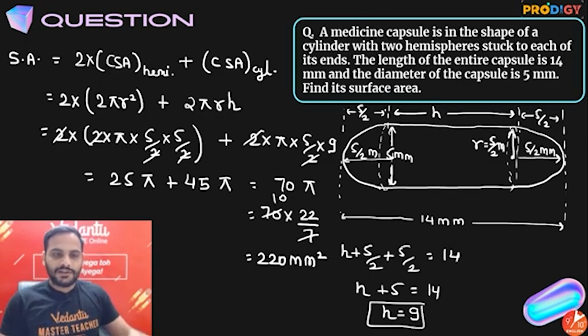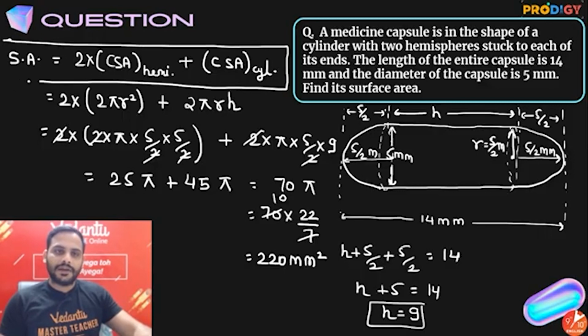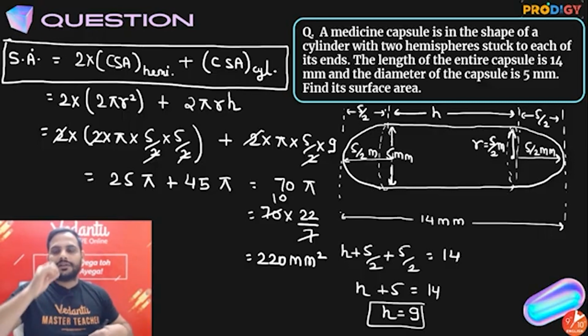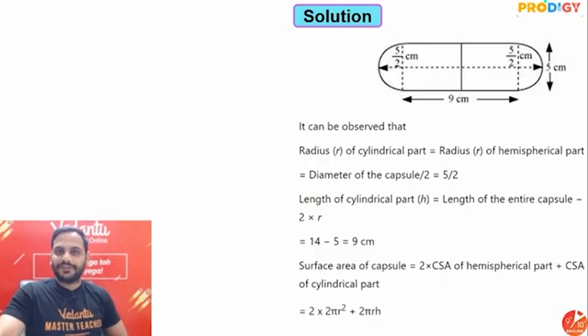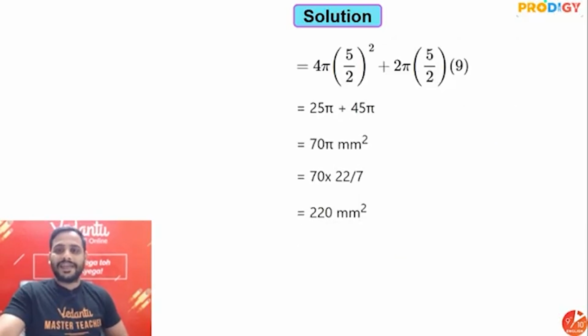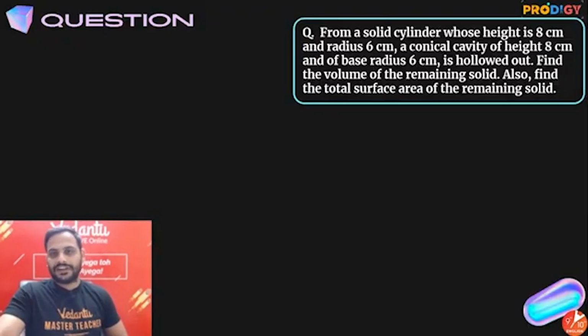So the important thing is what, beta? The important thing is to understand this. Imagine the shape and similarly think about the formulas. Remember, it's not like every time it is CSA, you have to think about it.